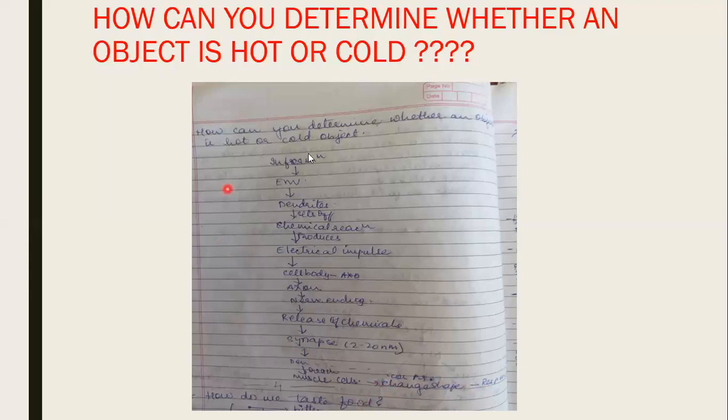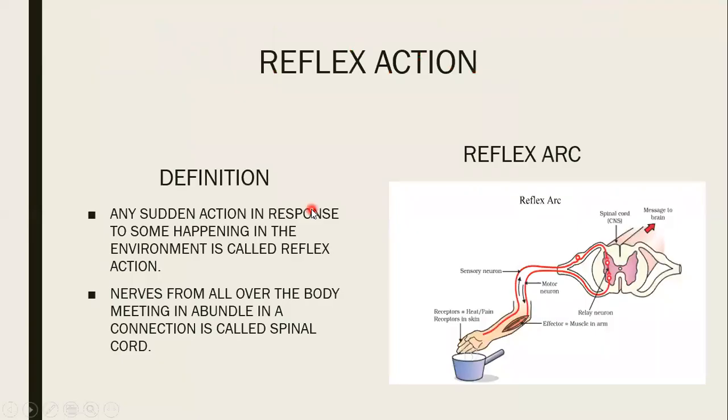So this is a brief 3 marks theoretical question. Along with diagram it is a 5 marks question. How can you determine whether an object is a hot or a cold object? So this is a flow chart. If you understand this flow chart, it becomes very easy for us to write the answer. Hope this concept is very well understood by you. Okay, so the next slide that I have shown over here is reflex action.